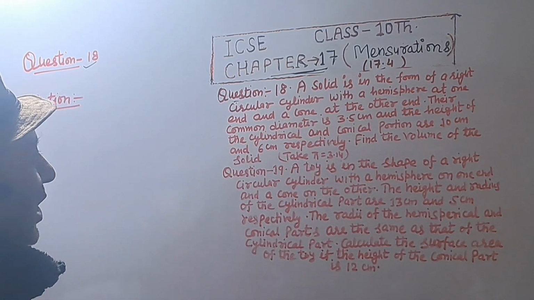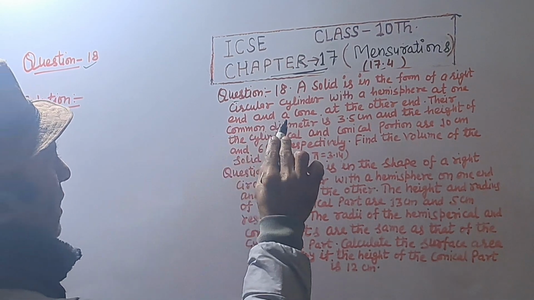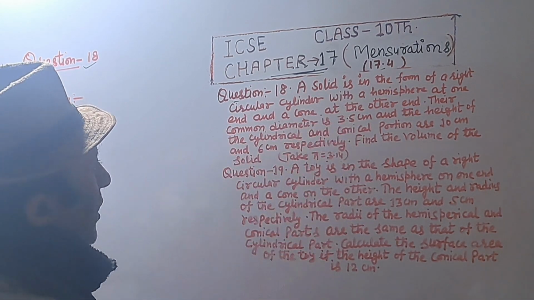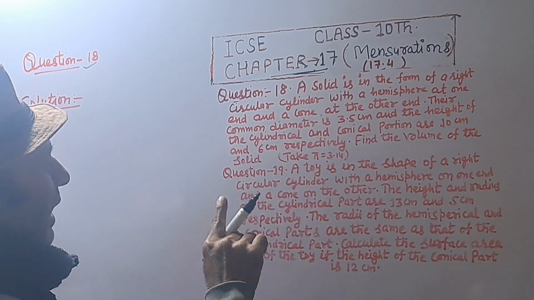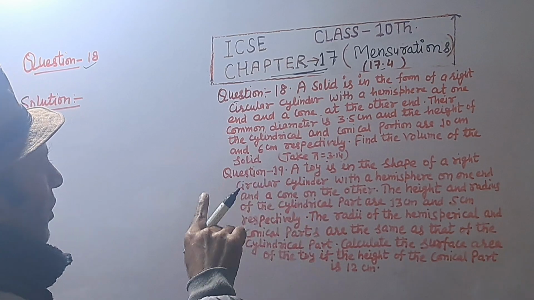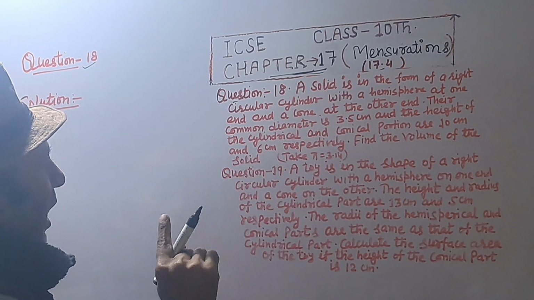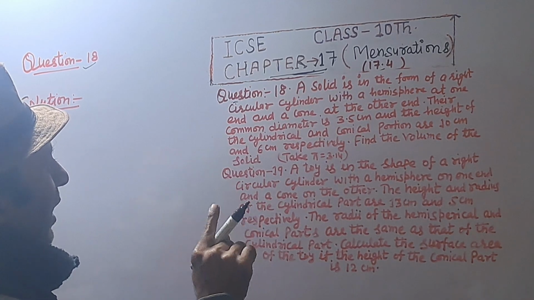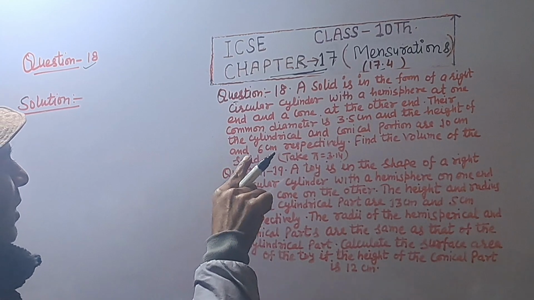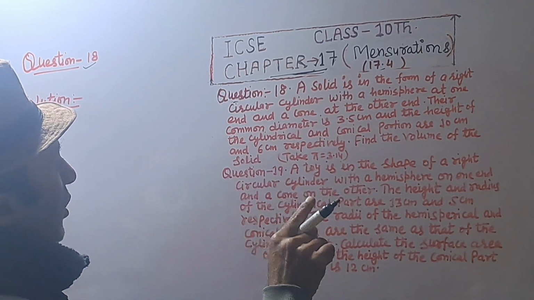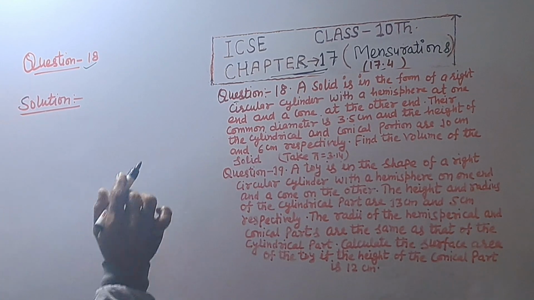Question number 18. A solid is in the form of a right circular cylinder with a hemisphere at one end and a cone at the other end. Their common diameter is 3.5 centimeter and the heights of the cylindrical and conical portions are 10 centimeter and 6 centimeter respectively. Find the volume of the solid. Take pi equal to 3.14.